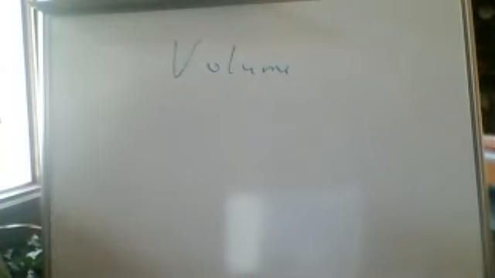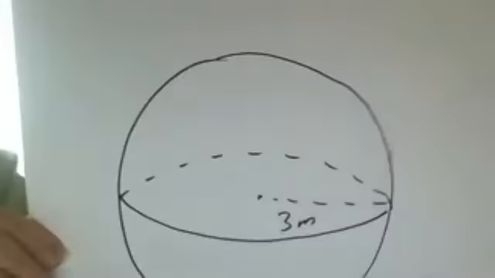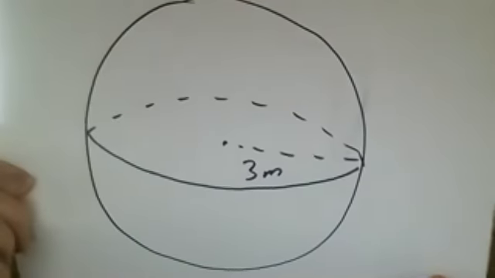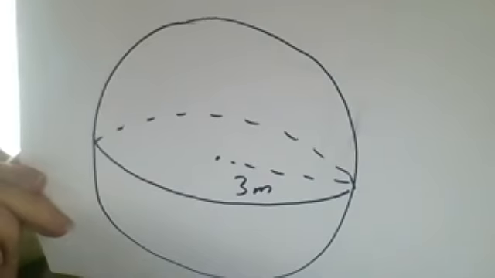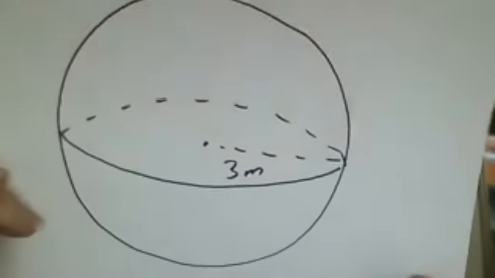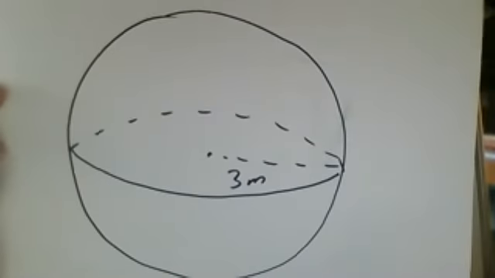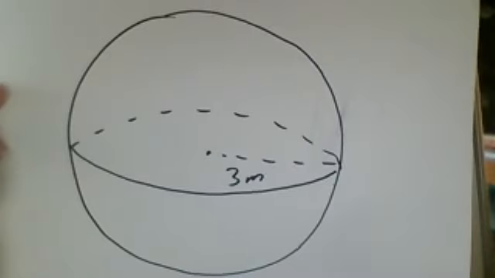Next one is a sphere, okay? And all you need to know is the radius. The radius is 3 meters, okay? So that's all you need to know for the formula to find the volume of a sphere. 3 meters is the radius.